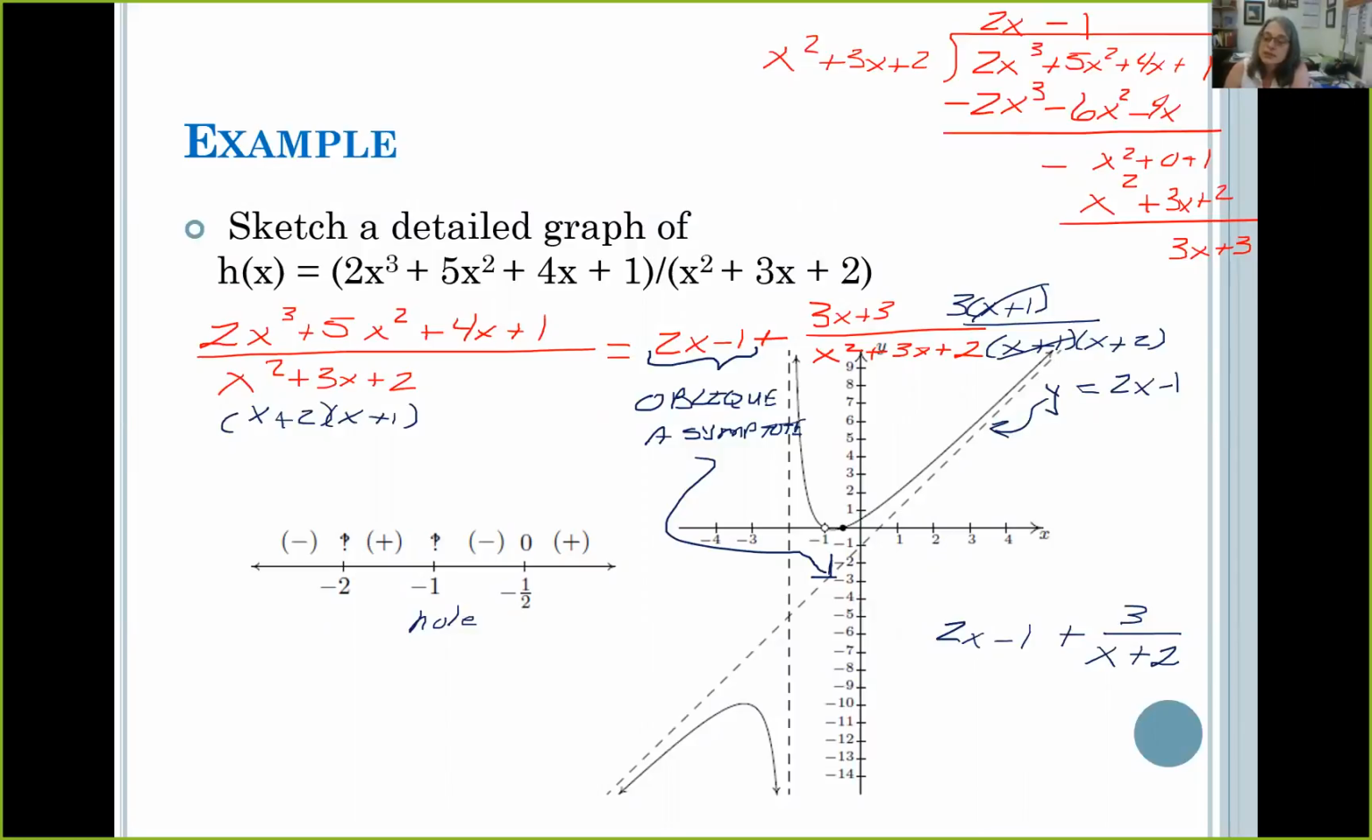Our oblique asymptote, our end behavior, is described by the line y = 2x - 1. What this really means is that as x gets bigger and bigger and bigger, the remainder, because we're dividing by x, really goes away, and the function is dominated by the 2x - 1. So at larger values of x, y approaches more closely the value 2x - 1. This is called an oblique asymptote.